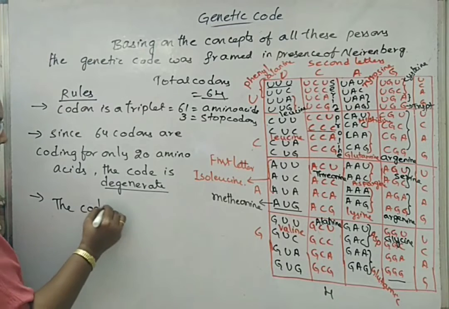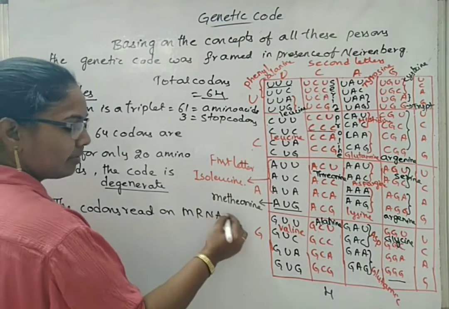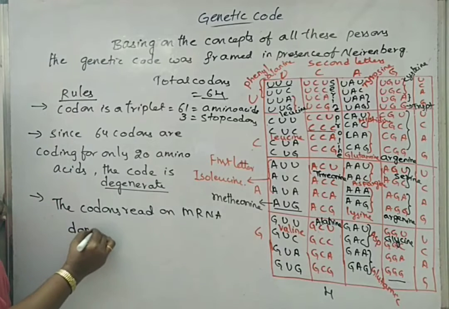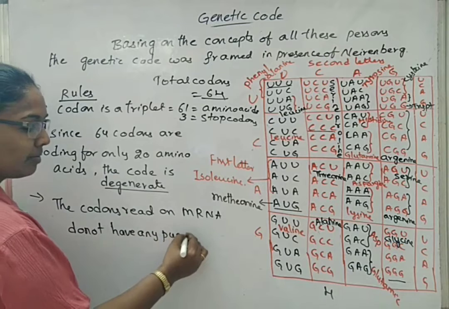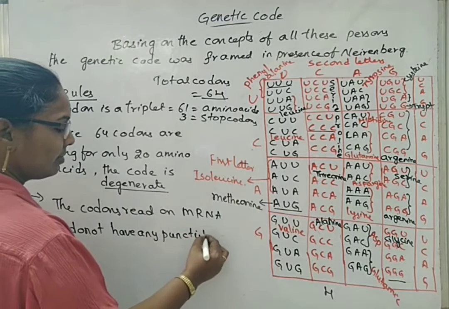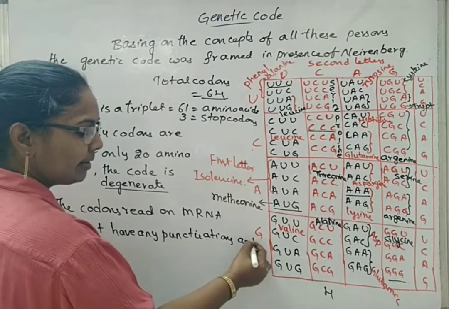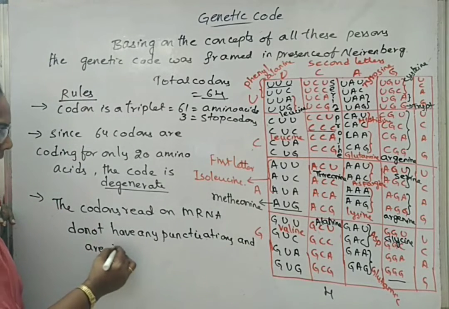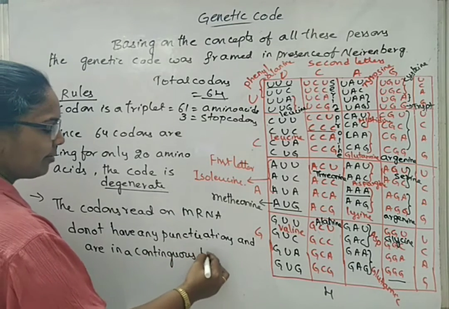The codons read on mRNA do not have any punctuations, and are in a contiguous, meaning continuous, fashion.